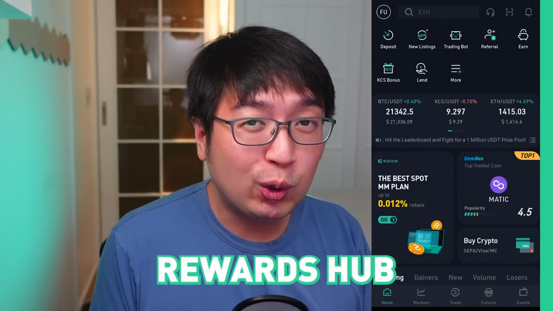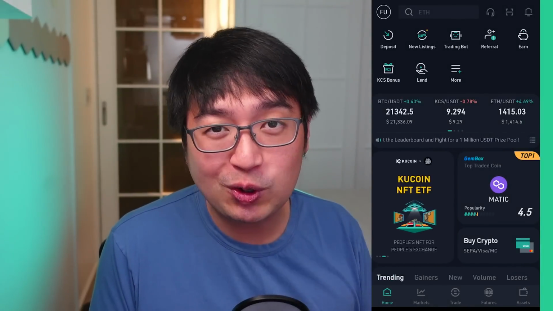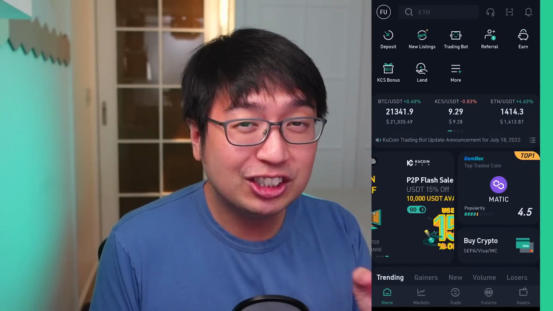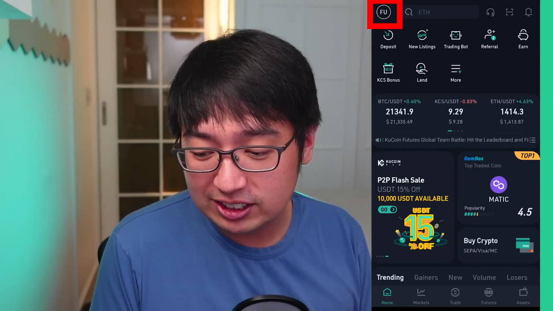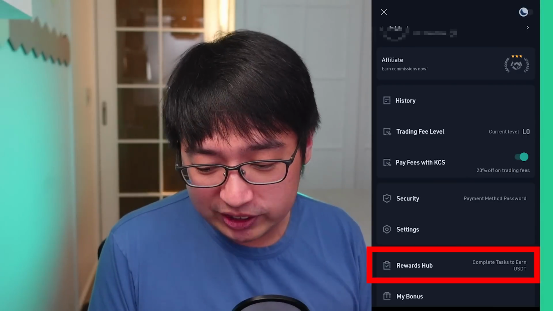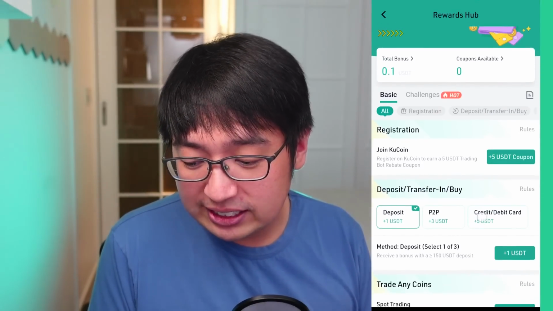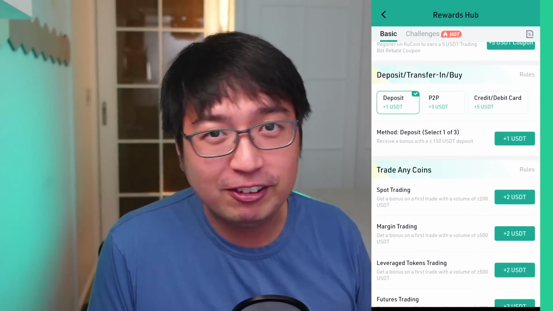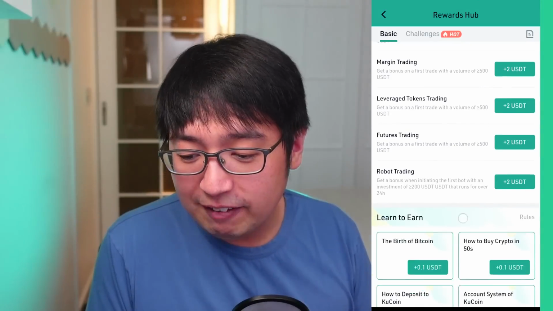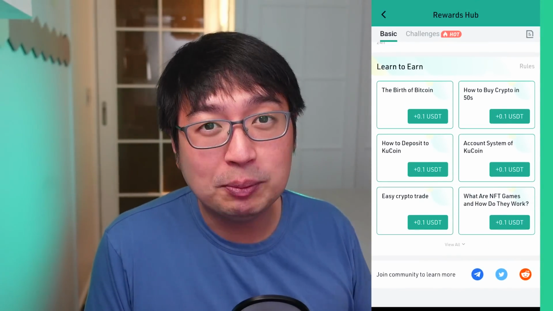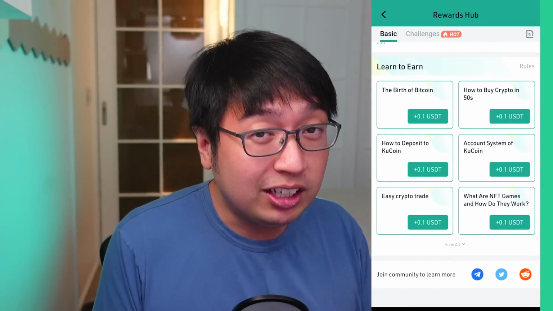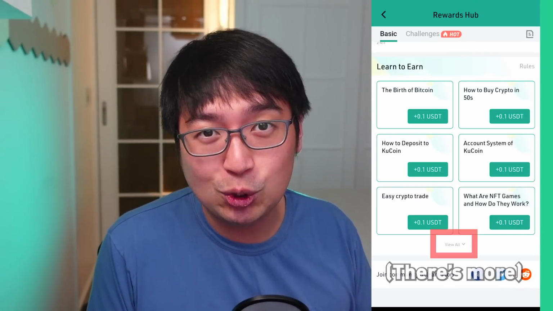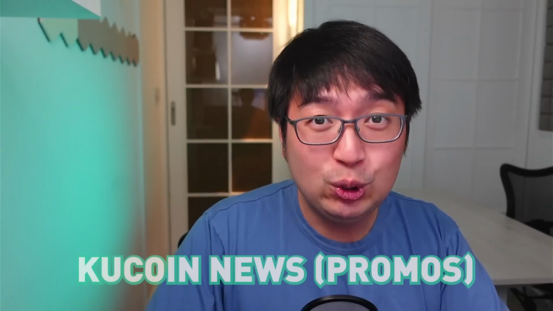And then we have the KuCoin Rewards Hub, where you can earn cryptocurrency for participating in certain activities, which are pretty easy. So from the app, go to the top left, select that button, and then hit Rewards Hub. And then you can scroll down and see all the different ways you can earn USDT for doing basic activities on the KuCoin platform. And if you scroll down to the bottom, you're gonna see some learn to earn campaigns. You can earn a little bit of cryptocurrency just by learning how to do certain things on the KuCoin exchange.